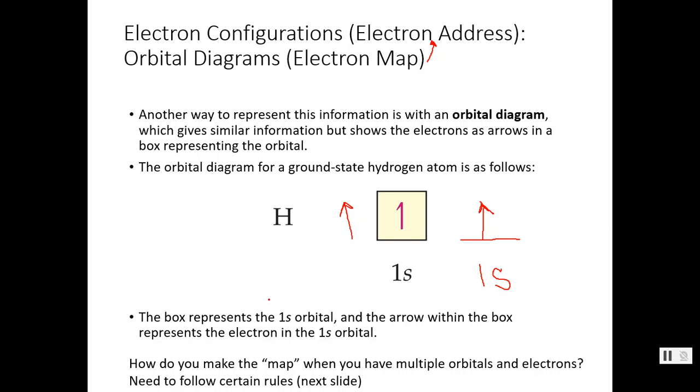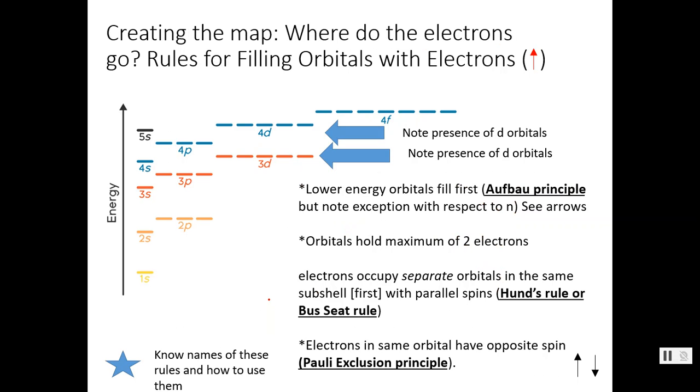But what happens when you have multiple orbitals and electrons? You know, all the other atoms in the periodic table use more than one electron, and they use multiple kinds of orbitals, as you learned in the previous section. Well, to make orbital diagrams for those atoms, you need to follow three main rules, and we're going to talk about them here. Those three rules are underlined in bold here.